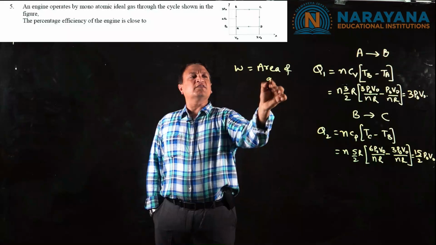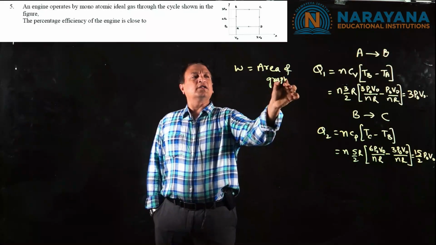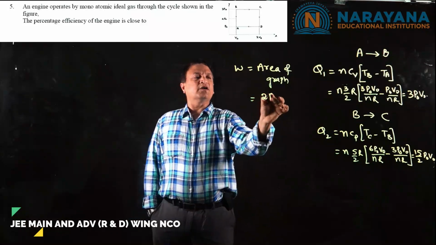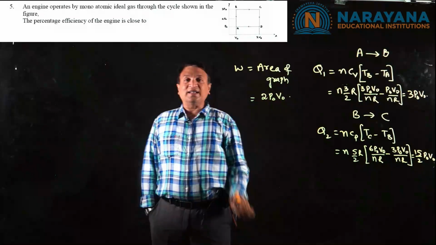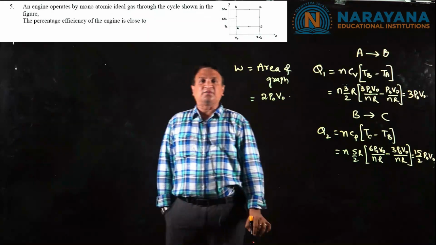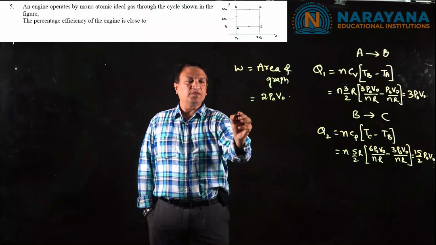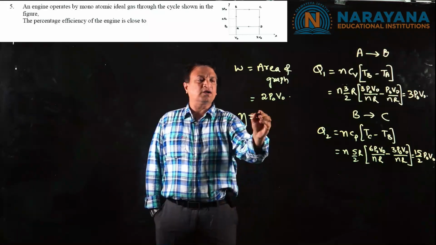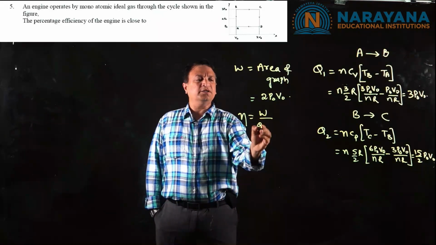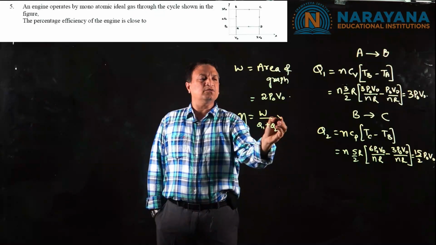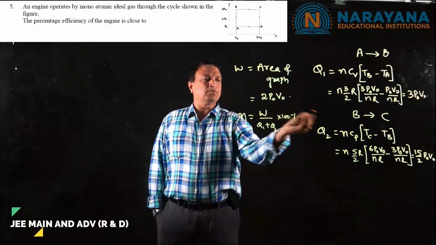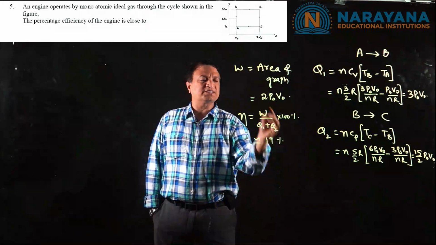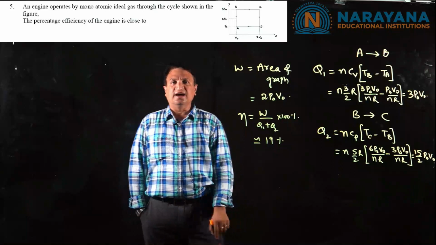Simply the area of the graph. And that gives you simply 2P naught V naught. Now what exactly does the term efficiency refer to here? Efficiency refers to the work done by you divided by the heat taken by you, into 100%. By substituting, you will nearly get 19% as the answer.